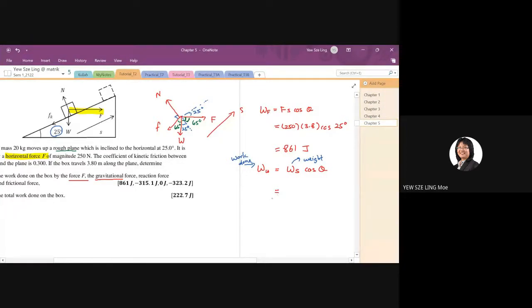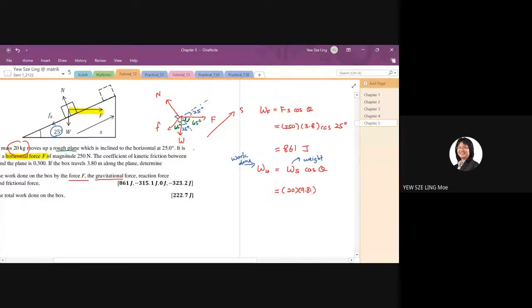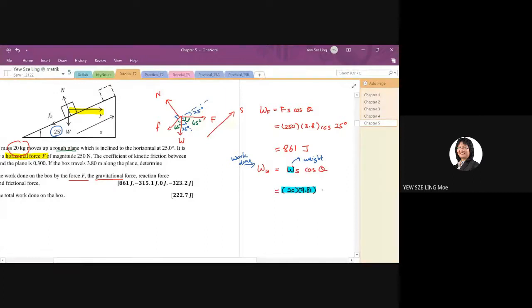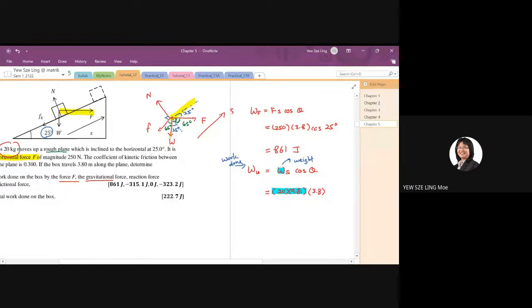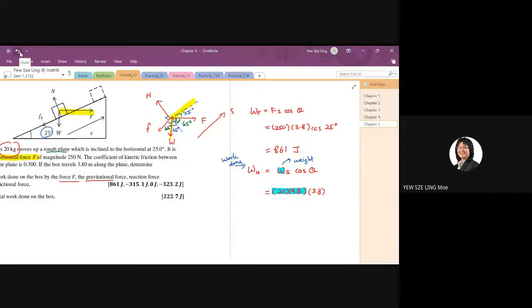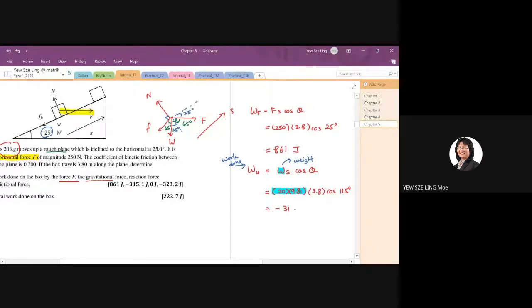Do I have the weight? No, but I have the mass, which is 20 kg. So mg, 20 times 9.81, is the weight, because W equals mg, times S, 3.8. Now, what is the angle between W and S? Look at the diagram. My S is lying along the X component, going up. My W is going down. So the angle between them is 90 degrees plus 25 degrees, which equals 115 degrees. So cos 115 degrees gives you negative 315 joules.